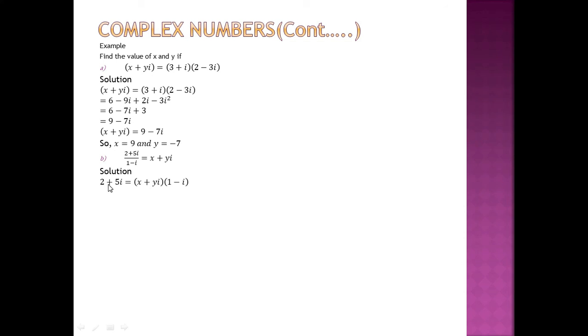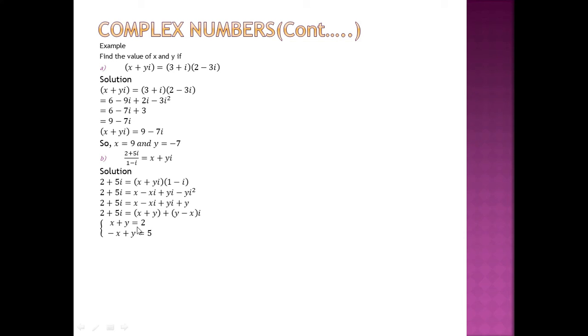2 plus 5i is equal to x plus yi, in brackets, times 1 minus i. On simplification, we simplify the right hand side, and then we have 2 plus 5i is equal to x plus, in brackets, y minus x, times i. And now we compare the two sides, real part and imaginary part respectively.